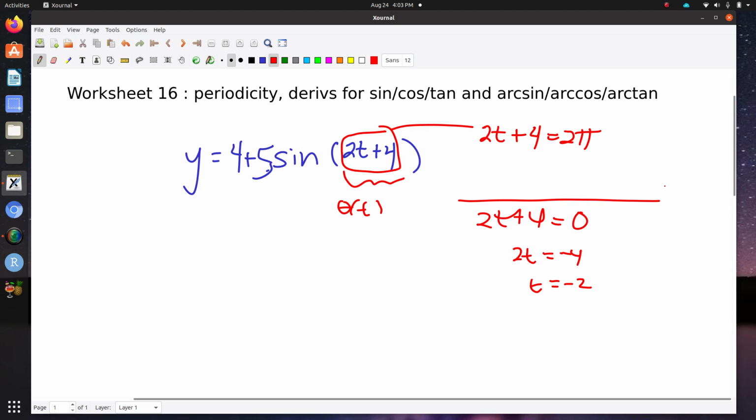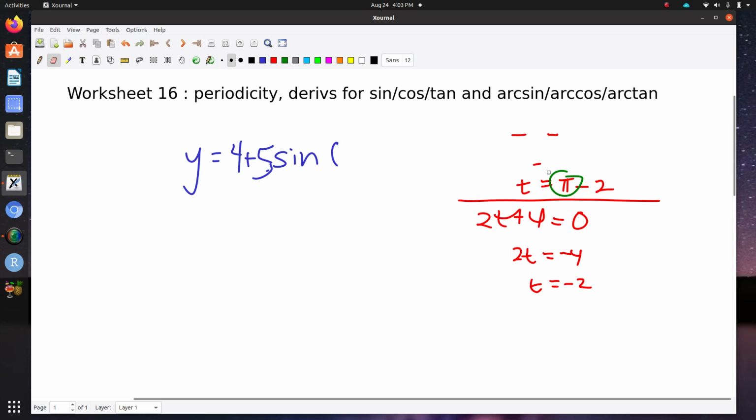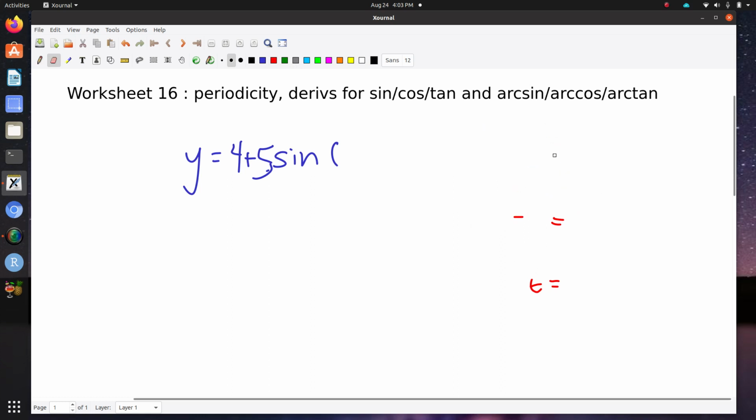And then how long does it take to get to 2 pi? Well, 2t is equal to 2 pi minus 4, so t is equal to pi minus 2. And so the period is just the difference between them, or pi. A lot of times this thing is 0 at 0. If it's just a multiplier, that makes it much easier.